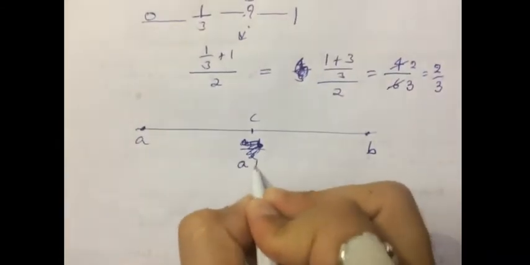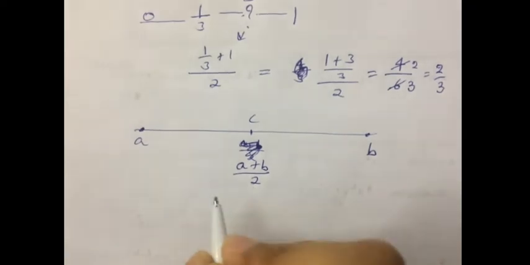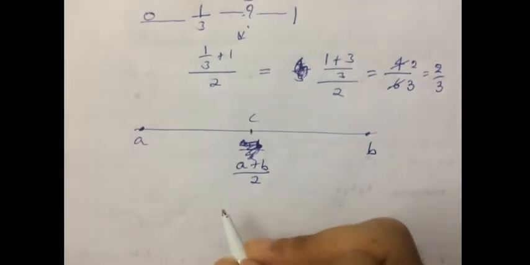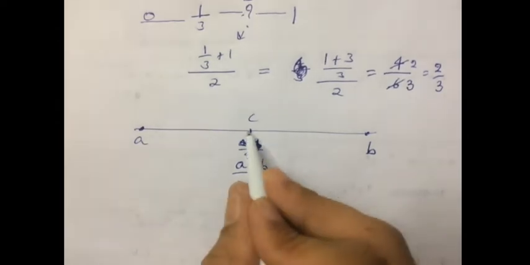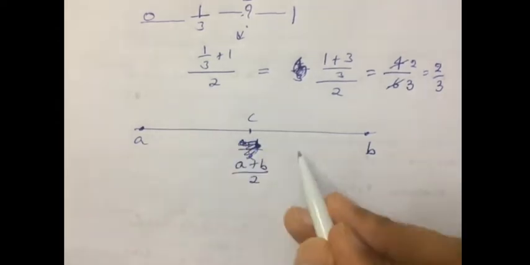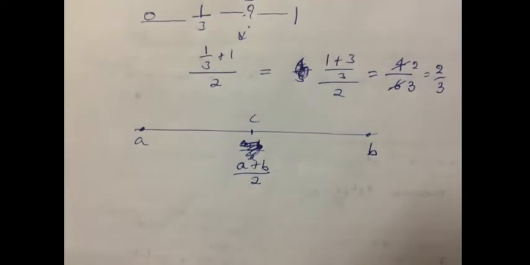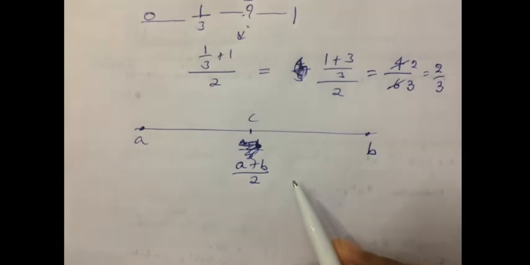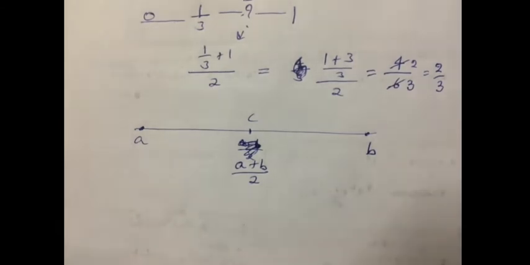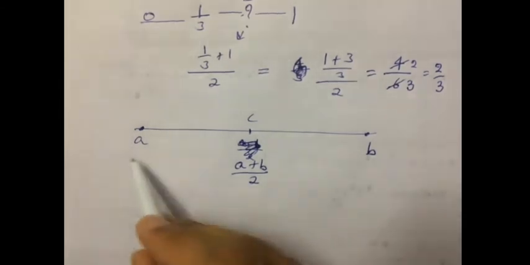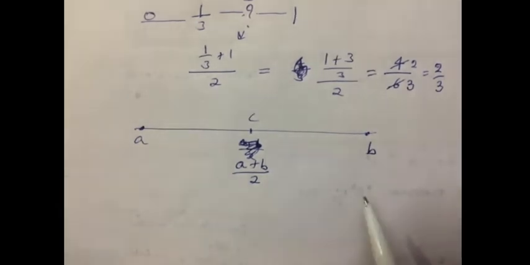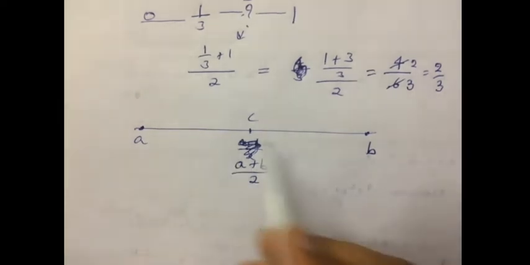Let me write it neatly. A plus B by 2. This will be C. Now after we get C, let's say he asked to find exactly three numbers between this. This is just one number in between A and B. Now if the question says find exactly three numbers in between A and B, then for the other numbers, either like I have told you, just increase the range and you can find the answer.